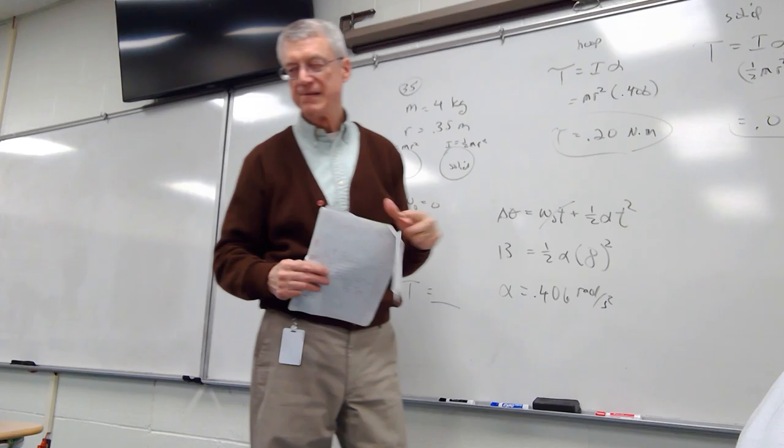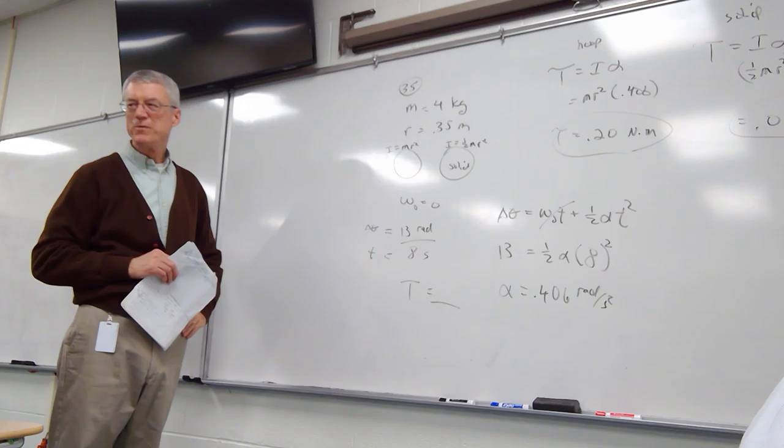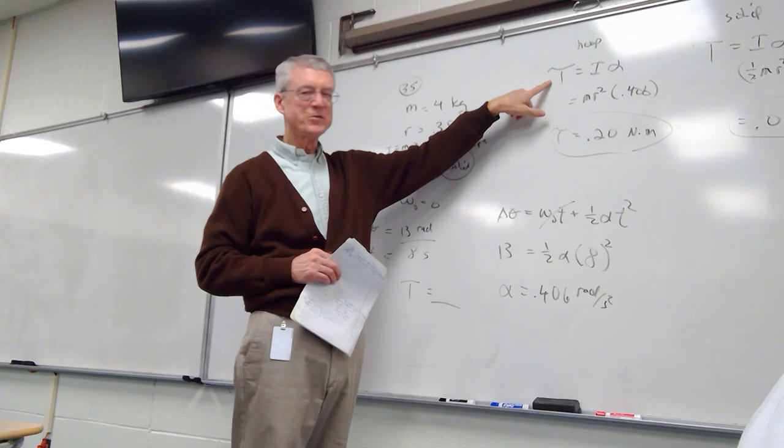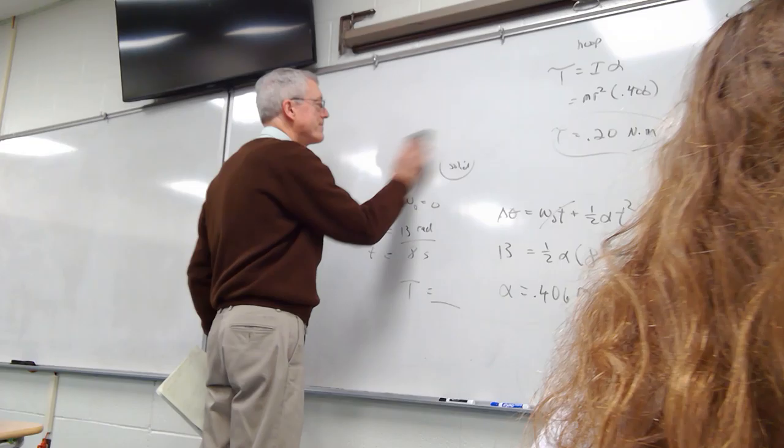All right, everybody okay with that? In both of those, you're using the big four to get alpha, and then you're going back to this equation. Torque is I alpha, F equals MA. All right, is there another one we need to work, or is that it?